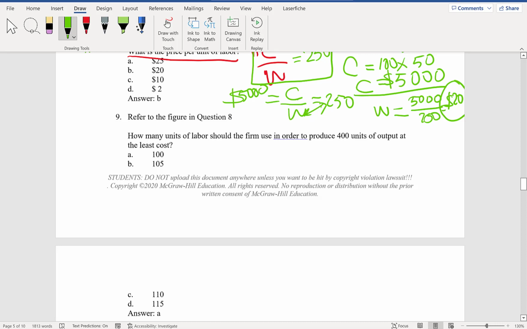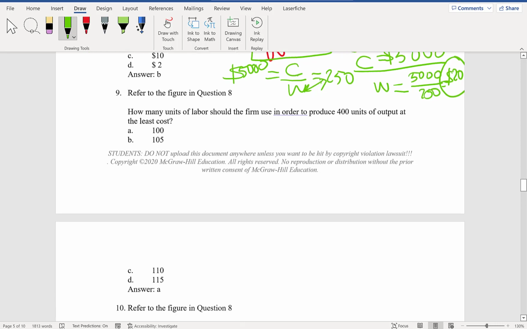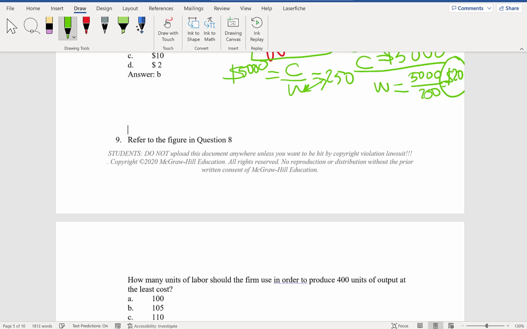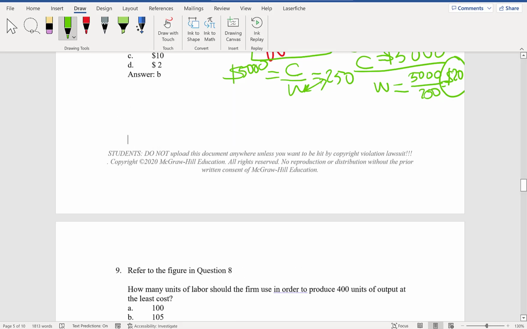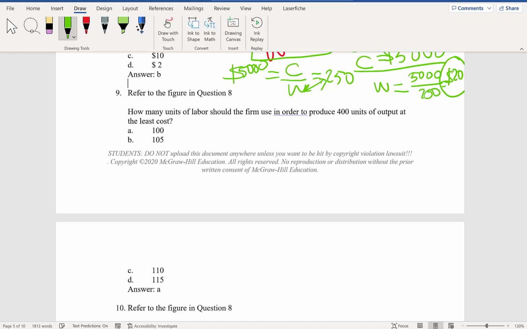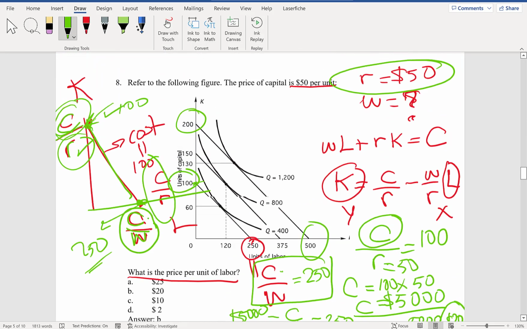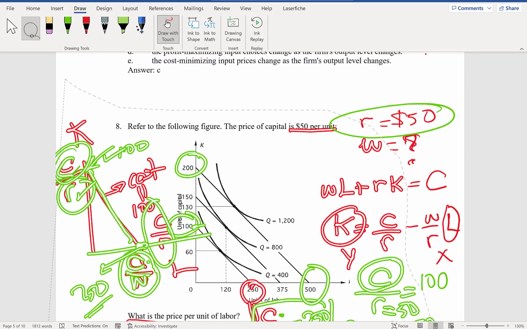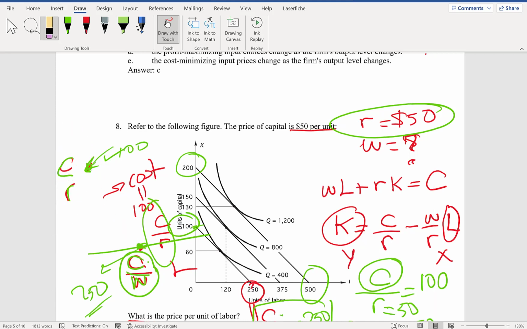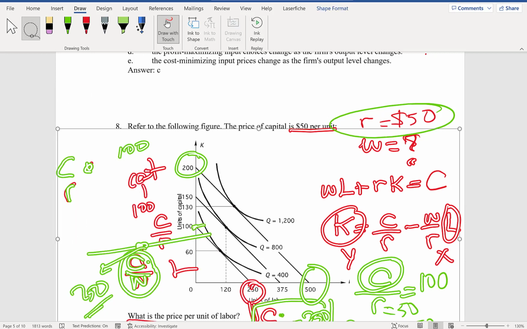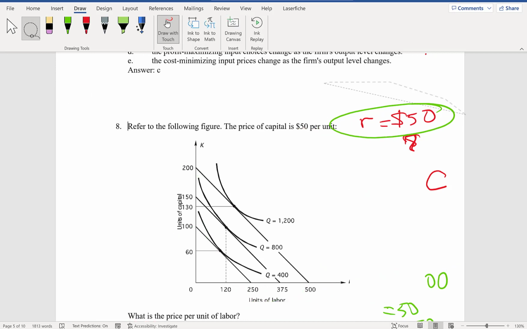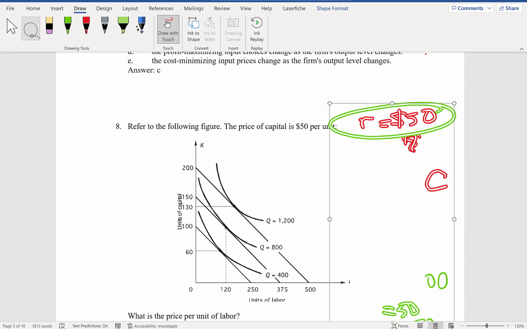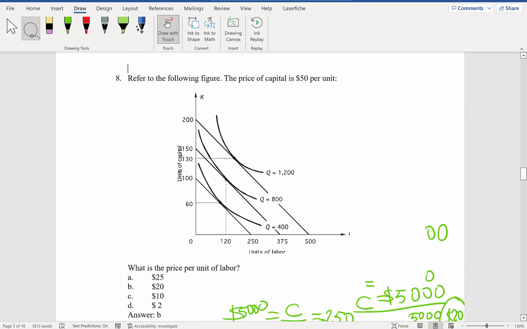Okay, question number 9, refer to the same figure. How many units of labor should the firm use to produce 400 units of output with the least cost? Why don't we just delete everything here? Does it work? Let me see. Lasso tool. Okay, it worked. Perfect. So we are going to work on this example.